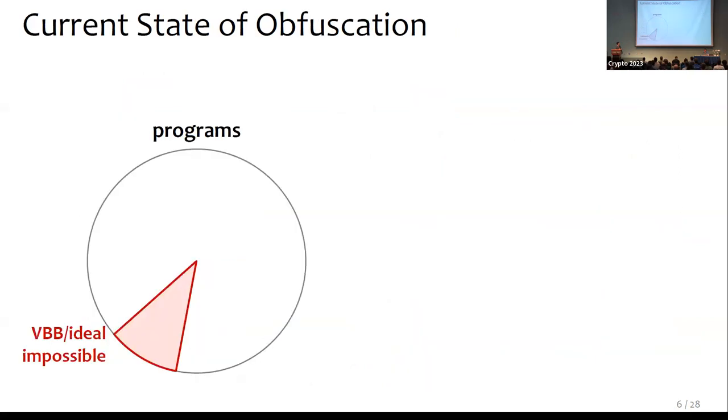So let me summarize the current state of the art of obfuscation. In the domain of programs, there's a small portion for which we know VBB obfuscation is impossible. There's also a small portion, such as point functions, that we know we can VBB obfuscate. But the rest, the vast majority of programs, remains a mystery to us. We don't know whether they can be VBB obfuscated or not.